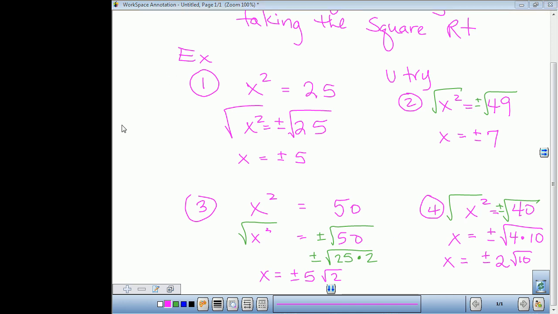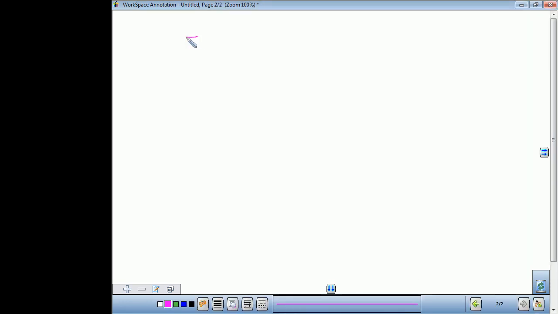Now, my favorite kind are ones like this, where we have x squared equals 11. This is the easiest kind because 11 is prime and it's not a perfect square. So when we go ahead and take the square root of both sides, we're done. It won't do anything. So we get x equals plus or minus the square root of 11.